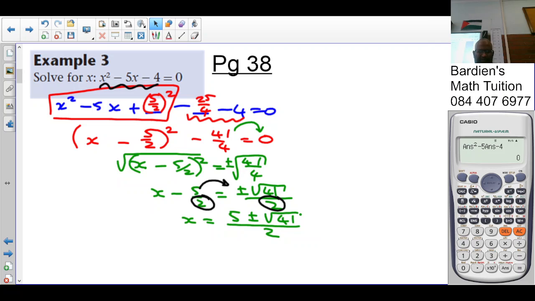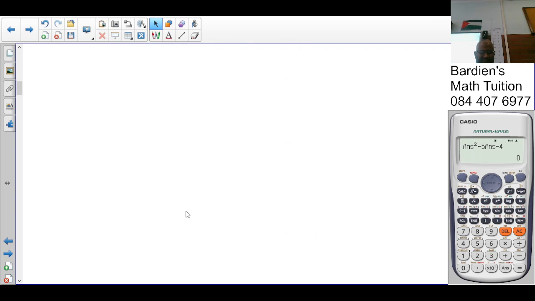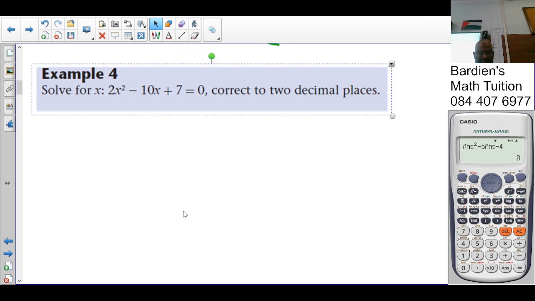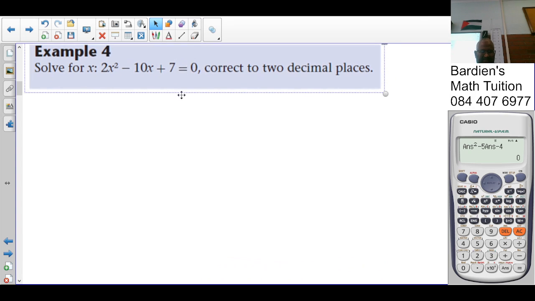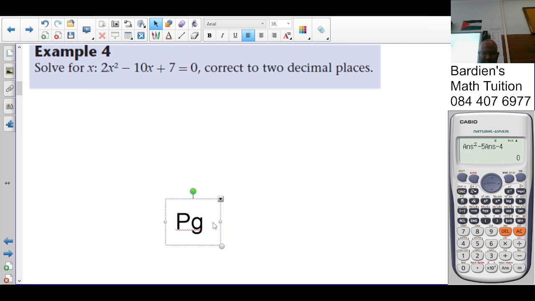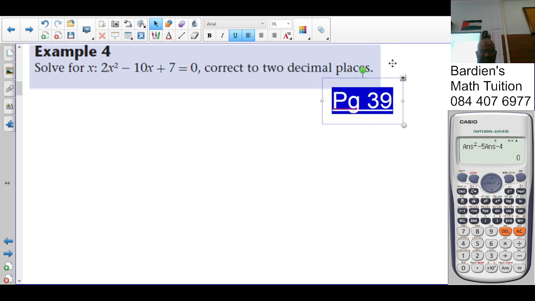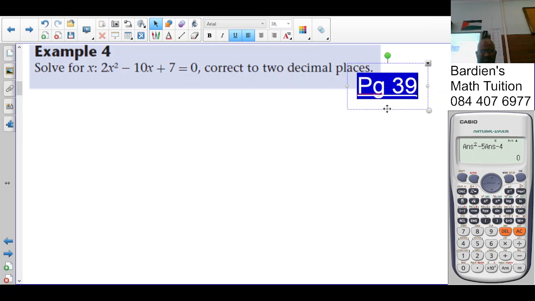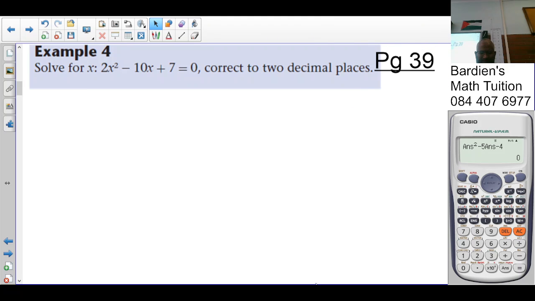Right. Example 4, and this is on page 39. Example 4 on page 39. So this one you can do on your own. People, don't waste your time. The sum is on the board already.